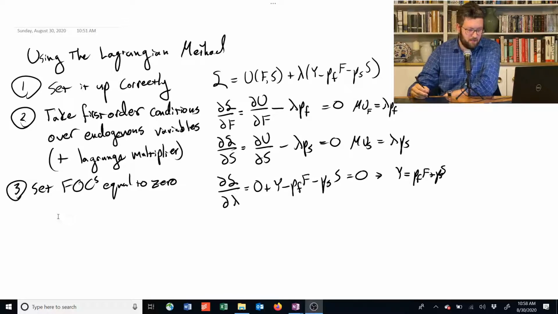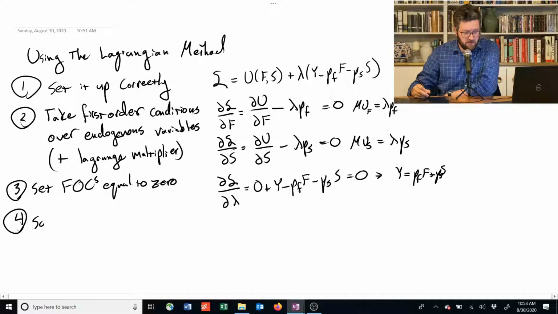Okay, the last step of using the Lagrangian method is to solve the system, just like for a firm's problem. We're going to solve the system of equations.